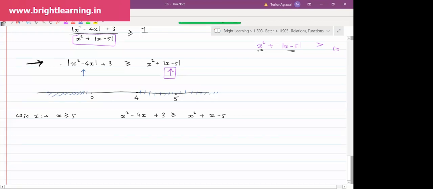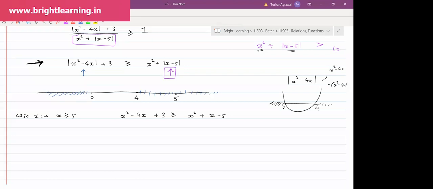Yes, sir. Okay. Now after that, if I just consider x square minus 4x modulus, that graph is this way, 0 and 4. So for x less than 0 or greater than 4, the function will be x square minus 4x. And between 0 and 4, the function will be negative of x square minus 4x. This part we did earlier. I think Afrin asked this question, right? Afrin? Yes, sir. Okay. So this should be clear to you, Afrin. This part we have done in the first 3 questions.